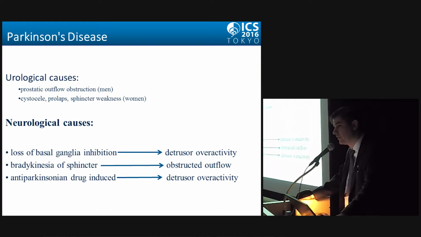If you take into consideration the neurological causes of the lower urinary tract dysfunction, we should have detrusor overactivity due to the loss of basal ganglia inhibition, as I mentioned before, obstructed outflow, bradykinesia of the sphincter, and detrusor overactivity also due to the effects of the medication for Parkinson's disease.